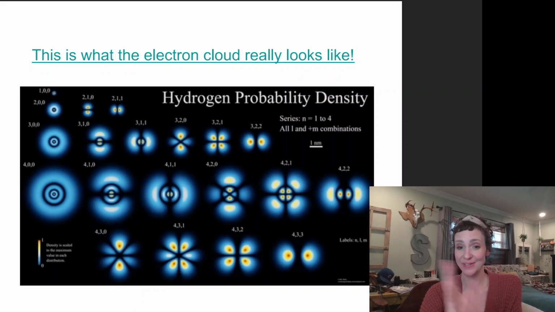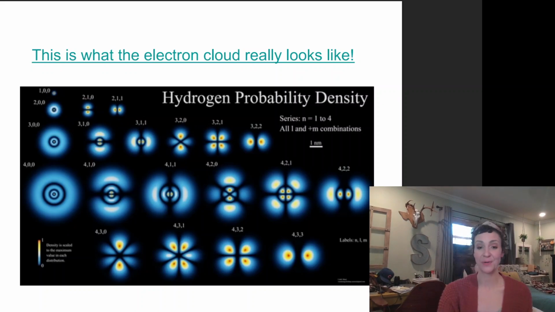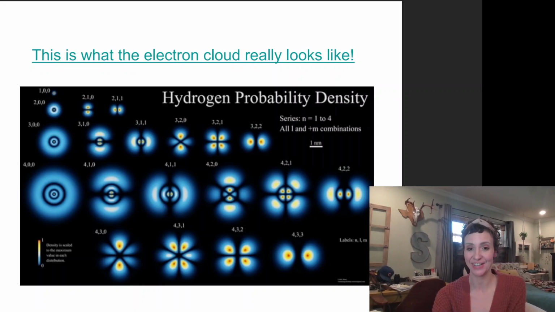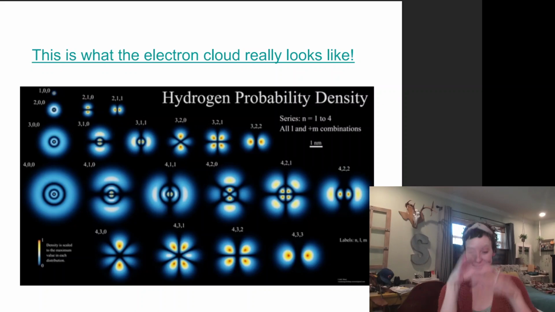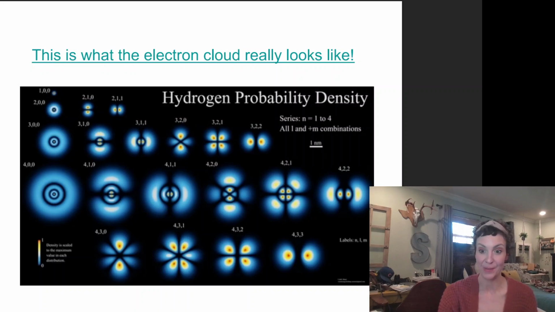Okay, so there you have it. Those are what we really think is going on with those electrons inside of the electron cloud. But like I said, I would recap what we are responsible for knowing in terms of this quantum mechanical model stuff. But you guys, we've done it.